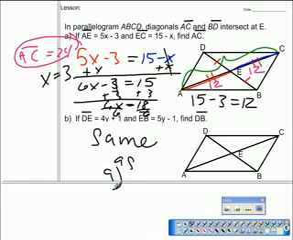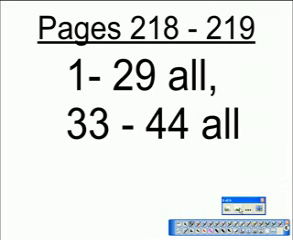Same as A. Okay. 1 to 29 and 33 to 44 all. This will be due tomorrow. On pages 218 and 219.